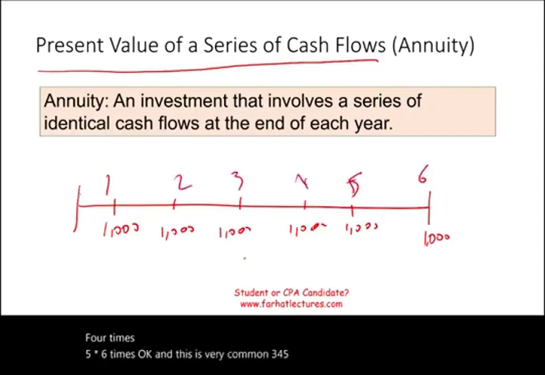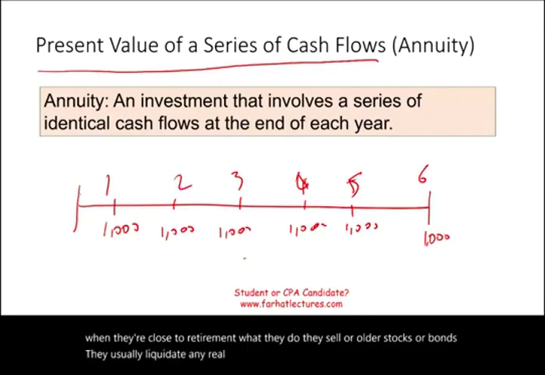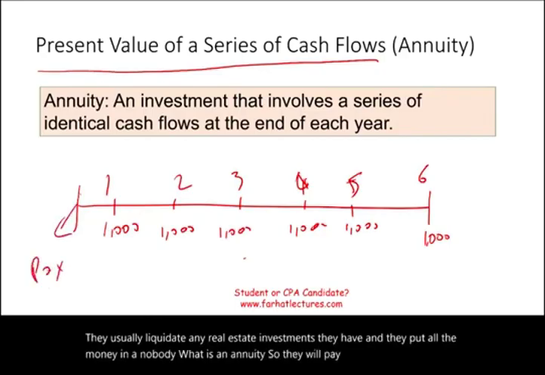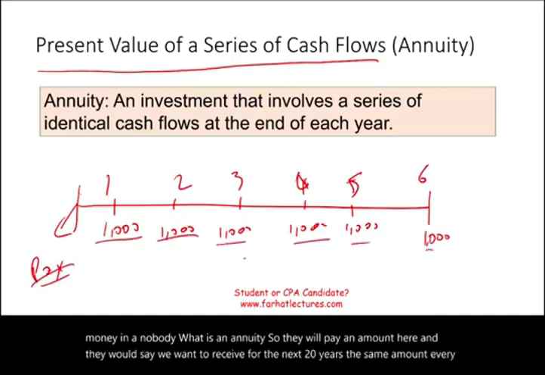For example, when people retire, when they're close to retirement, they sell all their stocks, their bonds. They usually liquidate any real estate investments they have, and they put all the money in an annuity. What is an annuity? They will pay an amount here, and they would say, we want to receive for the next 20 years the same amount every month. It's called an annuity.